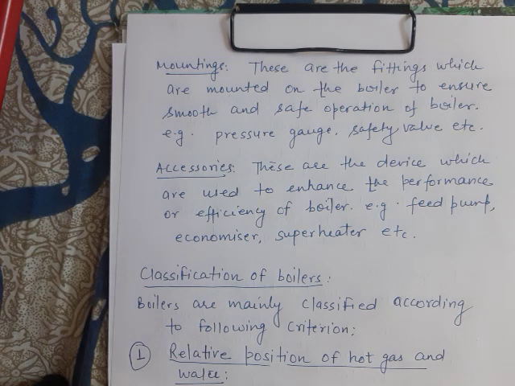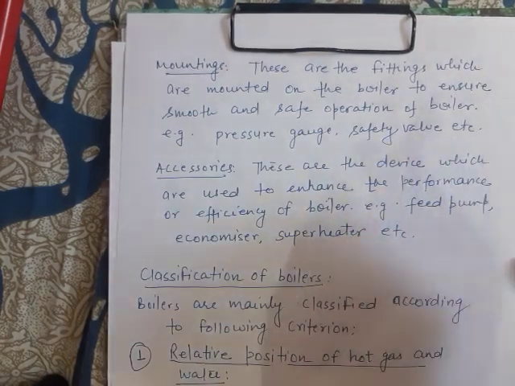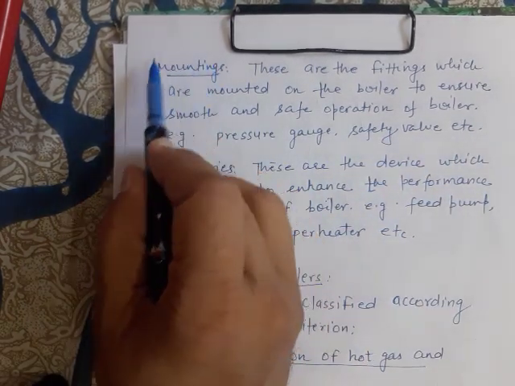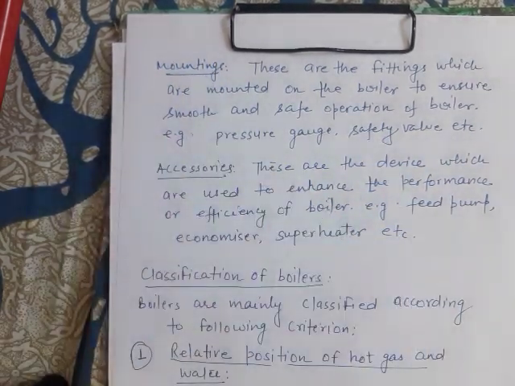So mountings are the essential parts of the boiler. Without mountings, the boiler cannot function, and mountings basically ensure the proper safety during the functioning of the boiler. The examples are pressure gauge, safety valve, etc. We will understand mountings altogether separately.